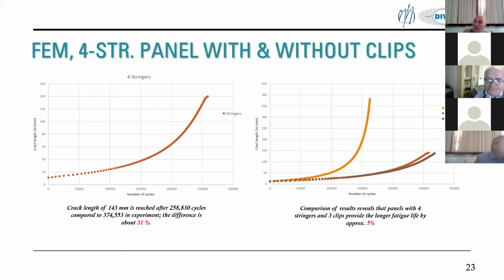We didn't have experimental results for clips. So on this slide, I just put a comparison of base metal, stringers, and stringers plus clips. And we can see that clips, according to the simulation, increase the life by approximately 5%, which is not so big an increase compared to the total number of cycles, but there is an increase when we use clips.